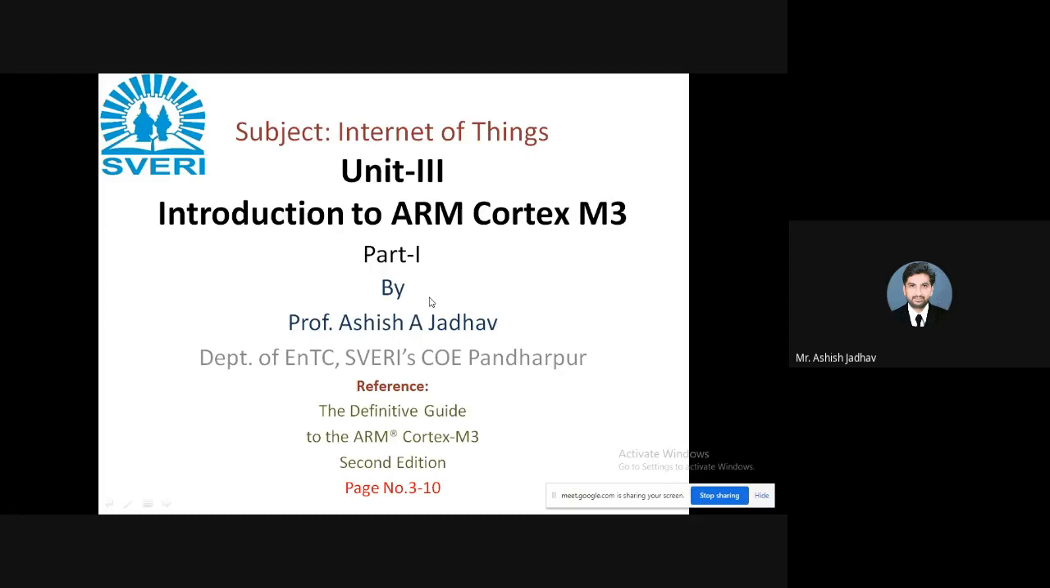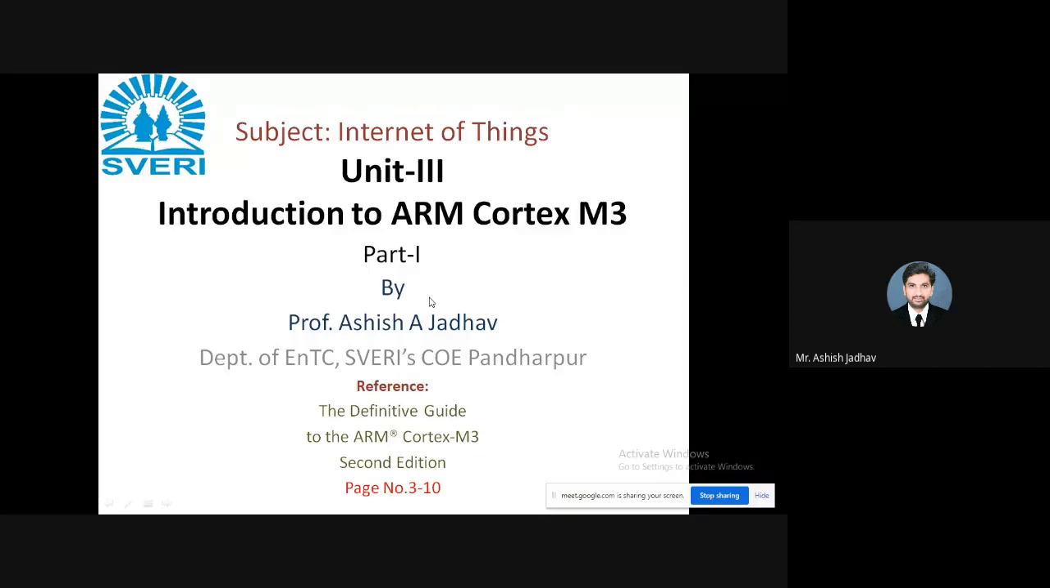Right. Just because our Solapur University has signed an MOU with ARM University, and they have suggested introducing this Cortex M3 into the syllabus, we are studying this. Because of that MOU and the collaboration with ARM University, our university has decided to add this Cortex M3. Otherwise, I was in the syllabus setting, and I was suggesting introducing Raspberry Pi and some programming in Python. That is what I was suggesting. But because of that MOU and agreement, we need to go with this ARM Cortex M3, right?